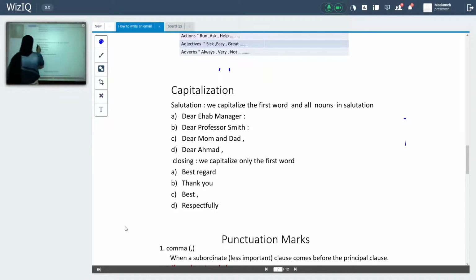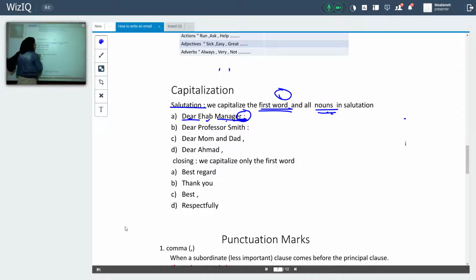Here, capitalization for the salutation. We capitalize the first word and all nouns. Look at this example. "Dear" is the first word. Dear Ihab, manager. Manager ends with -er, a suffix for nouns. So Dear, first word. Ihab is a name. Manager is a noun, because it ends with -er.